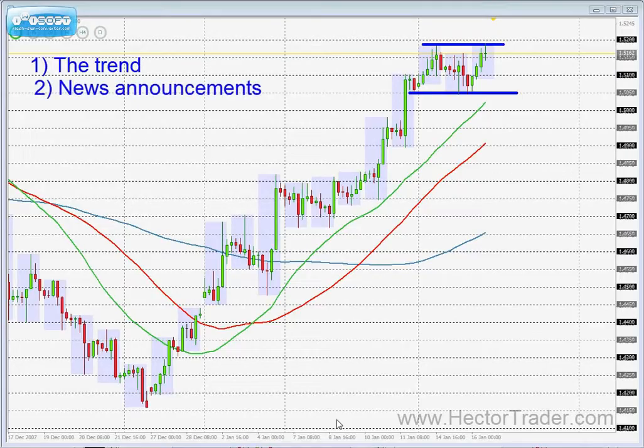Second element: is there any news announcement coming out today? Any news announcement involving the euro or the Canadian dollar? Remember that we are looking to trade the euro against the Canadian dollar. I want to have a look at my economic calendar and see whether there is any significant news coming from either Europe or Canada. I've already checked my economic calendar. There is nothing really important coming out today on either of those two currencies.